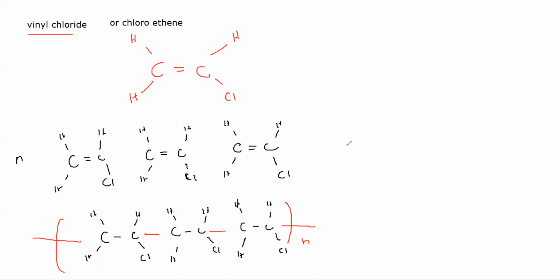What was the name of the monomer? It was vinyl chloride. What will be the name of the polymer? The name of the monomer is vinyl chloride, but we also have to consider chloroethene. So it will be polyvinyl chloride.